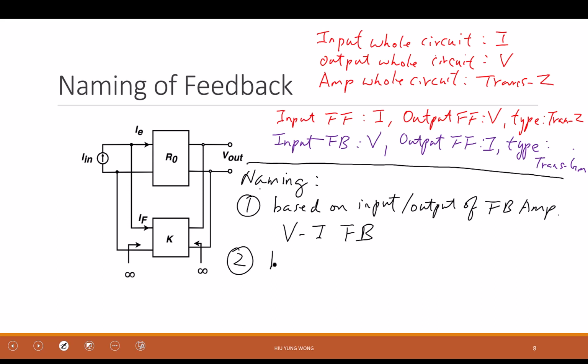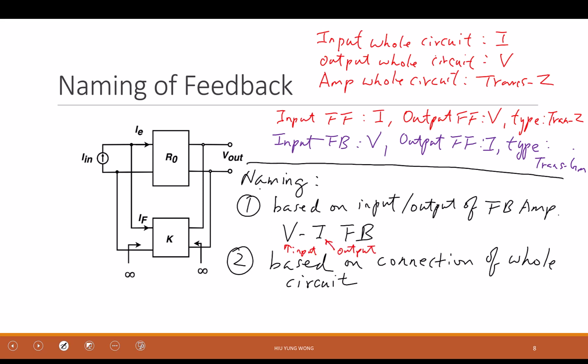The second one is based on the connection of the whole circuit, right? Because we're talking about the type of feedback, I won't talk about the feed forward. I either only look at what feedback amplifier I have, or how the whole circuit is hooked up. Okay? And again, I will start. So here, let me just emphasize, this is the input. I start with input. This is the output. Look, this is the input of the feedback amplifier, output of the feedback amplifier, right?